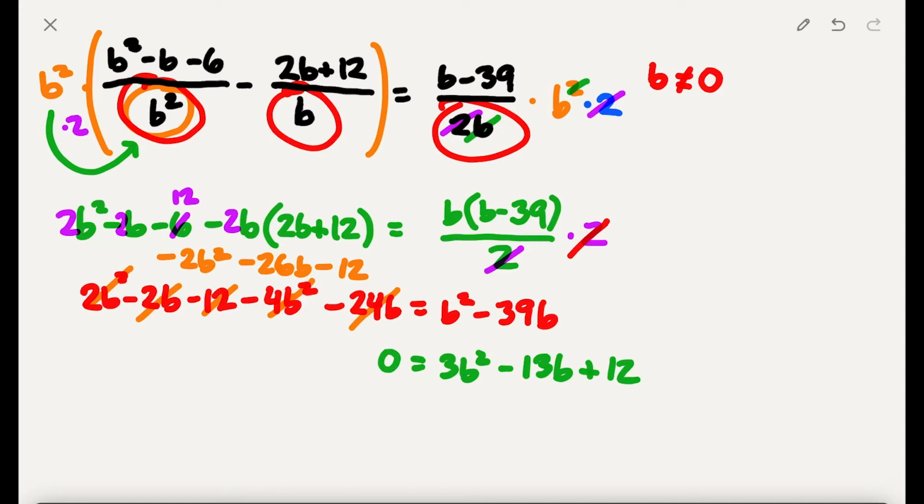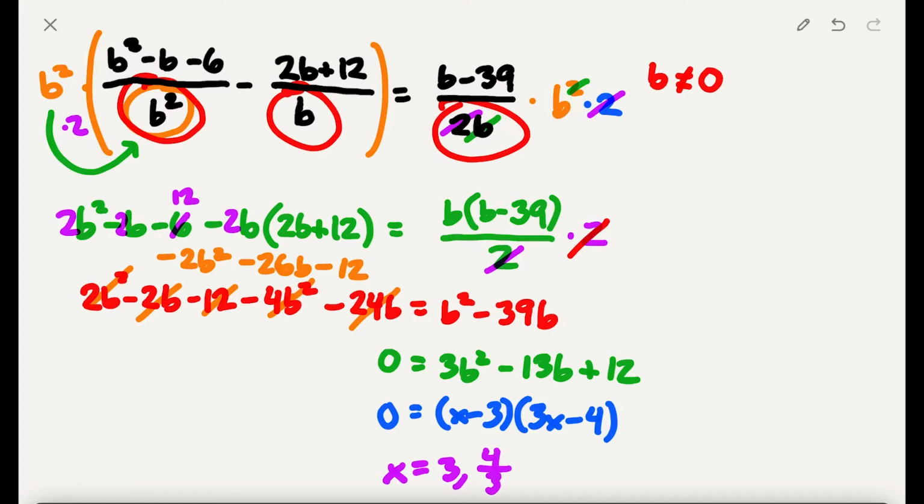So if you factor all this out, you're going to end up with x minus 3 times the quantity 3x minus 4. And then if we solve this, you're going to have 2 answers. You'll have x equals 3 and x equals 4/3. Now, neither of those are actually part of the possible excluded values here, so these are going to be the 2 solutions for this equation.